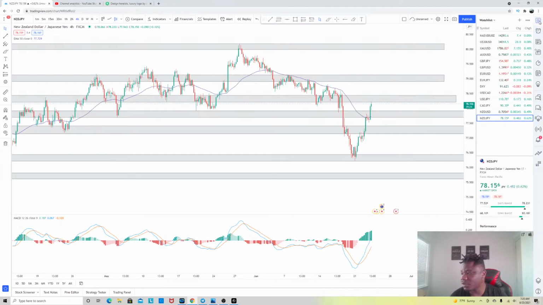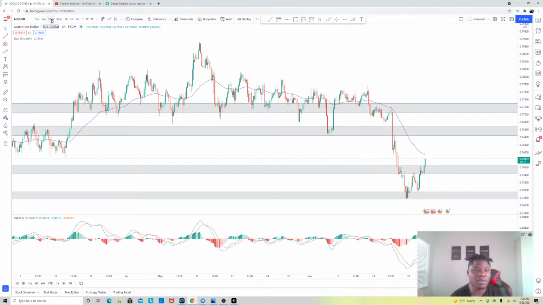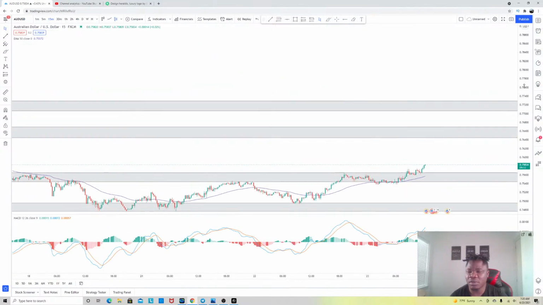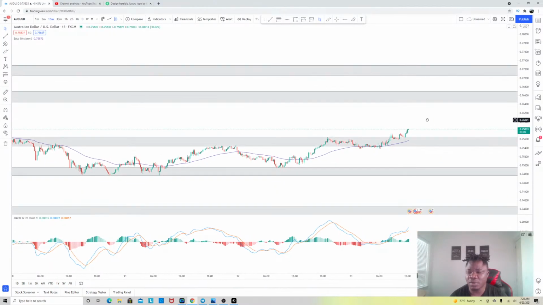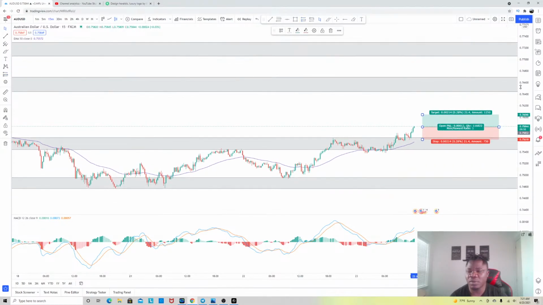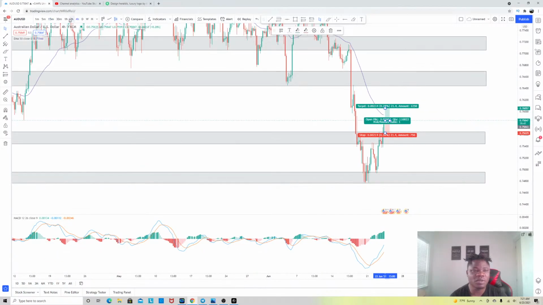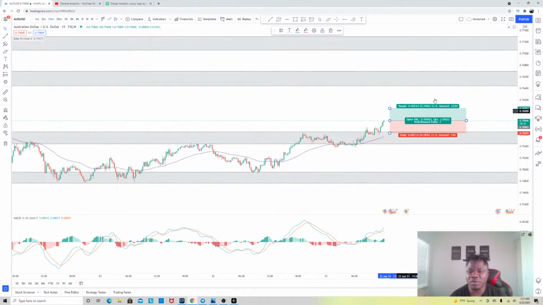Let's take a look at AUD-USD as well. See what we're looking at. So AUD-USD also buy right here.